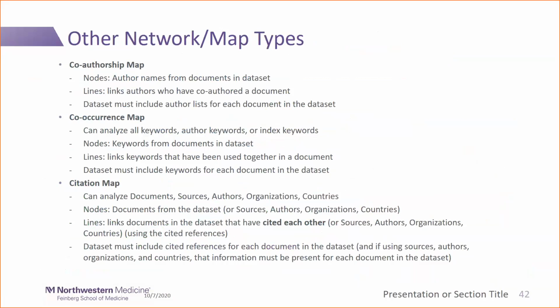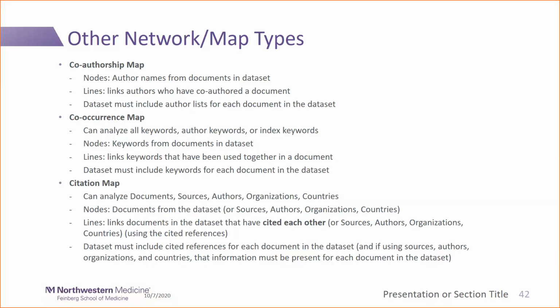A co-occurrence map. Again, we did terms, but you can do keywords, author keywords, or index keywords. Your nodes then are going to be keywords pulled from the column of keywords that you gave it from Scopus or Web of Science or what have you. And then the links are going to be keywords that have been used together in a document. Again, you have to have those keywords in that data set.